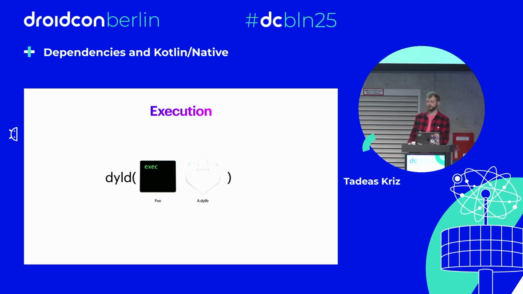So our executable has just a load command for A. So we just need to provide A. But if A had dependencies, then it would have its load commands. So let's say A would depend on C, and you need to provide C as well.